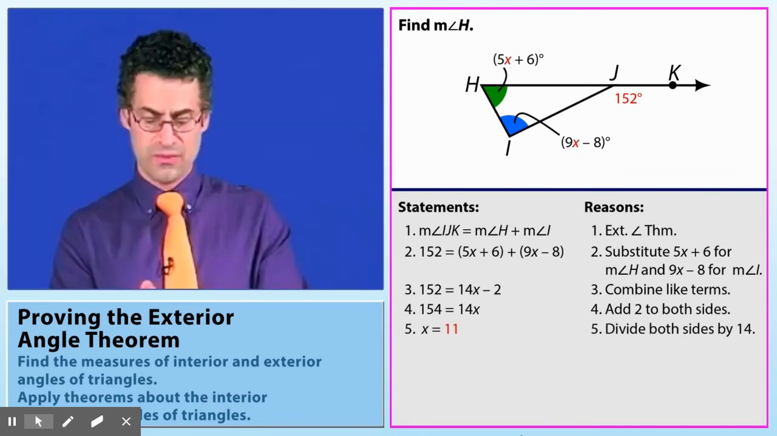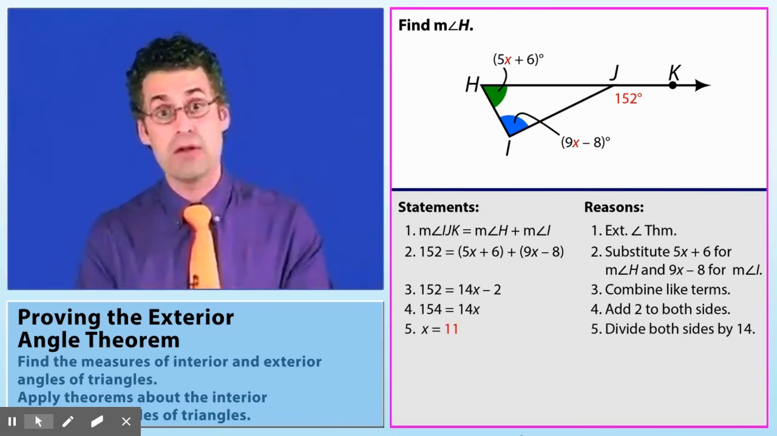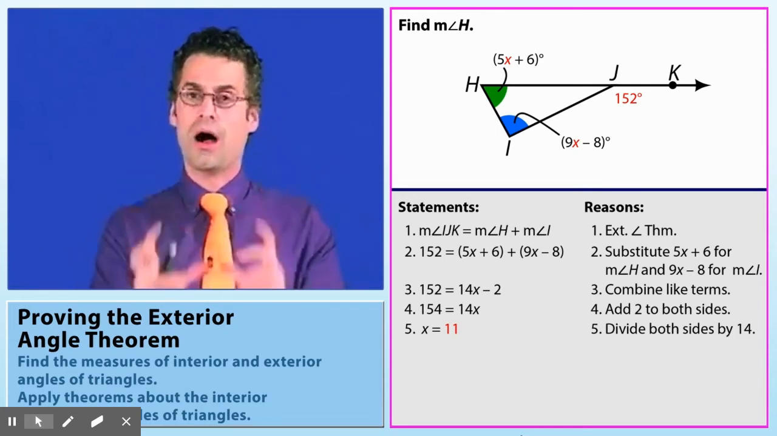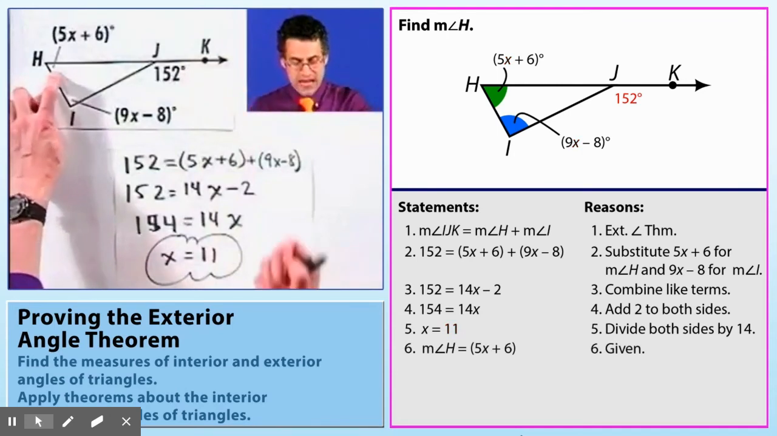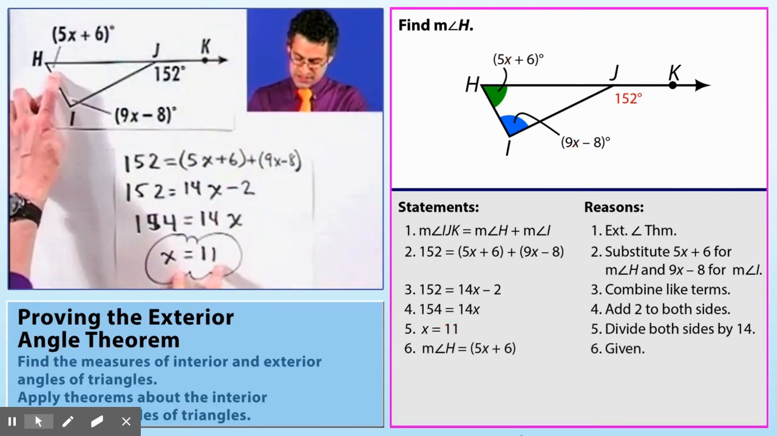You might say, oh, we're done. We can go out and celebrate. Not yet. Did we answer the question? Our challenge was to find the measure of angle H. We haven't quite done that yet. We just found the mysterious number 11.